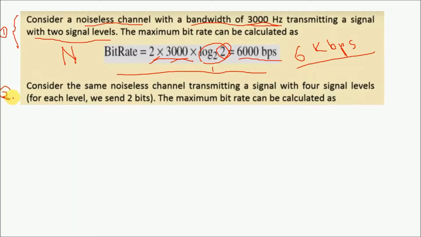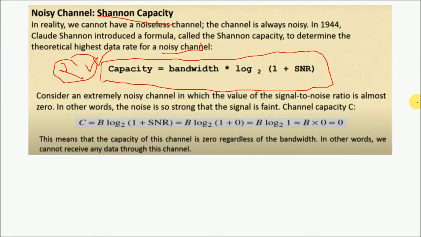Now look at the second example. Here the bandwidth is the same, just the signal level is 4. So in place of 2 we put 4. Then log 4 base 2 gives us 2, and it will be 12,000 bits per second, or 12 kbps. So this is the channel capacity or bit rate.